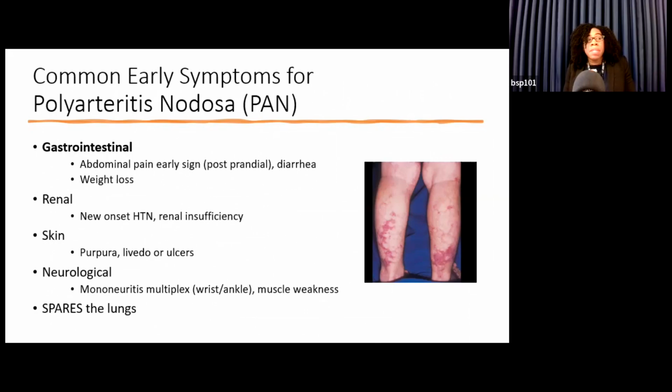Another thing that can be seen a lot in PAN is neurologic manifestations. In particular, you think about mononeuritis multiplex, once again, either with wrist drop or foot drop, and different sensory abnormalities, along with muscle weakness, more proximal than distal. But one key feature to note about PAN versus ANCA vasculitis, which we just talked about, is it typically spares the lungs. So if you're starting to notice this person has significant respiratory involvement, you may want to reconsider your diagnosis.